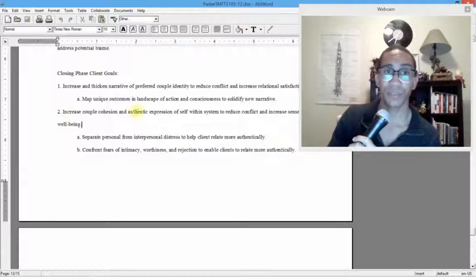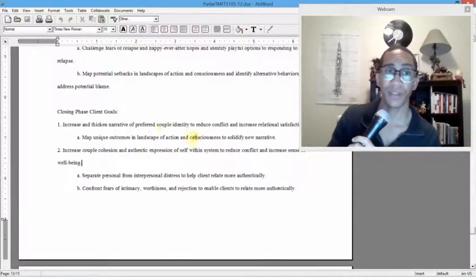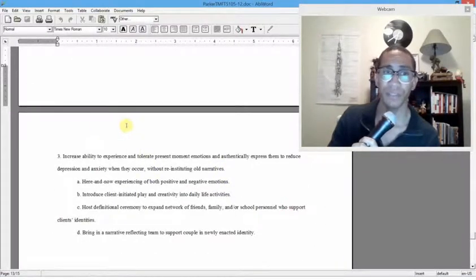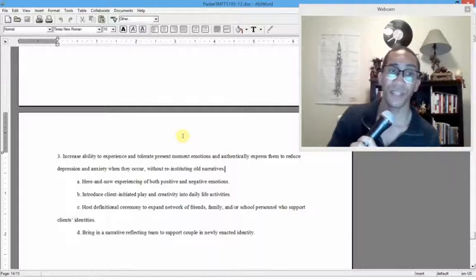Separate personal from interpersonal distress to help clients relate more authentically. Yeah, so Nathaniel's going to have some problems. Jennifer's going to have her own set of problems. But that doesn't mean they have a problem with each other. And that should very clearly be stated. Confront fears of intimacy, worthiness, and rejection to enable clients to relate more authentically. Basically, help them have a better relationship. Increase ability to experience and tolerate present-moment emotions and authentically express them, to reduce depression and anxiety when they occur without reinstituting old narratives. Basically growing.